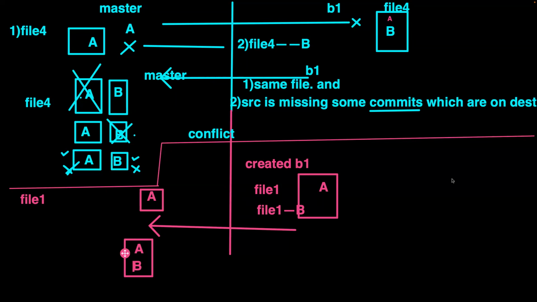Are we clear? The no-conflict scenario is the same thing we did initially, but with a different file. Like I made file 3, commit C, let's assume those came in without conflict. The same file will also work if the source is not missing any commit like A, which is on master. No conflict scenario.